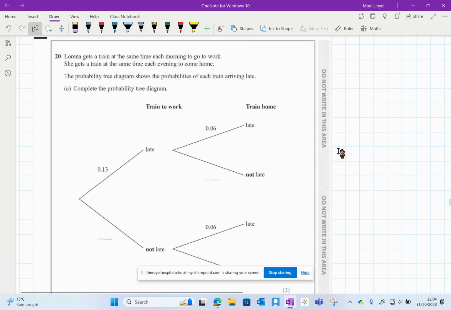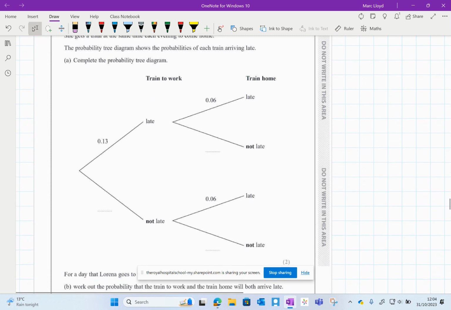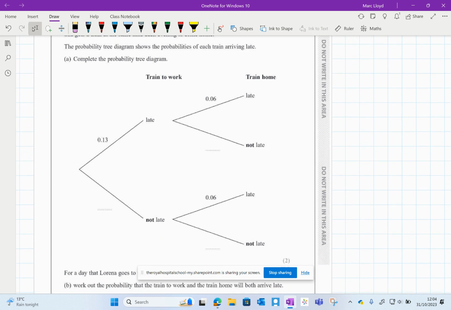Right, Lorena gets a train at the same time each morning to go to work. She gets a train at the same time each evening to come home. The probability tree shows the probabilities for each train arriving late. So that's right, all probability adds to 1. So 1 minus 0.13 gives us 0.87. And then 1 minus 0.06 is 0.94. Pretty good train company. That's not too bad, those numbers.